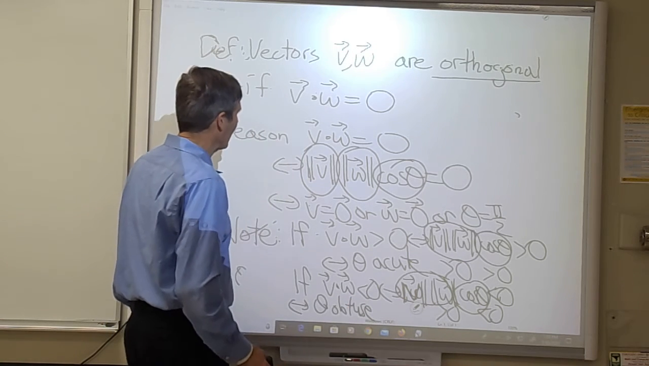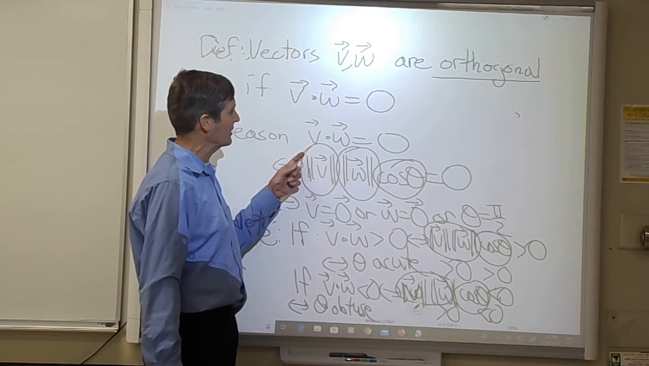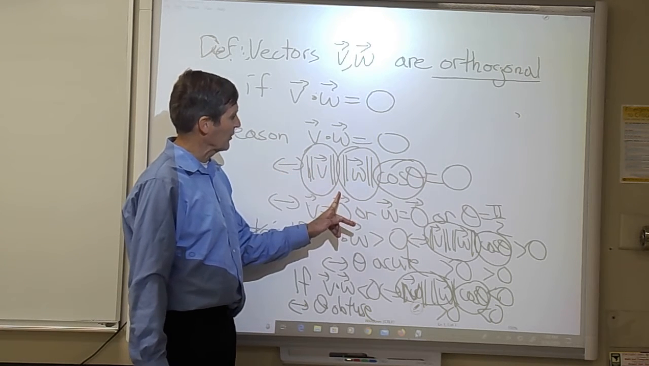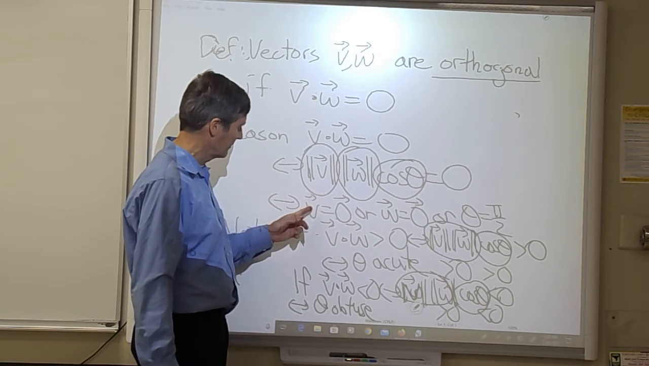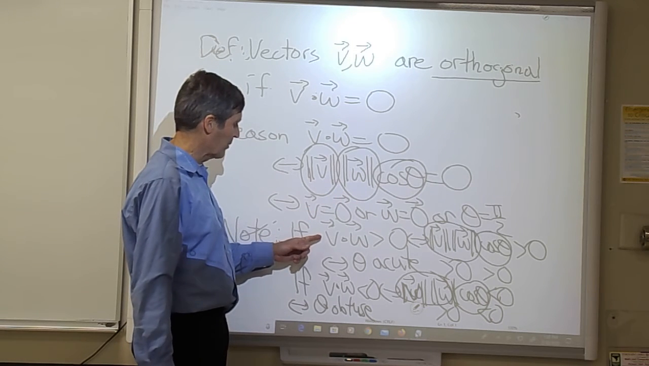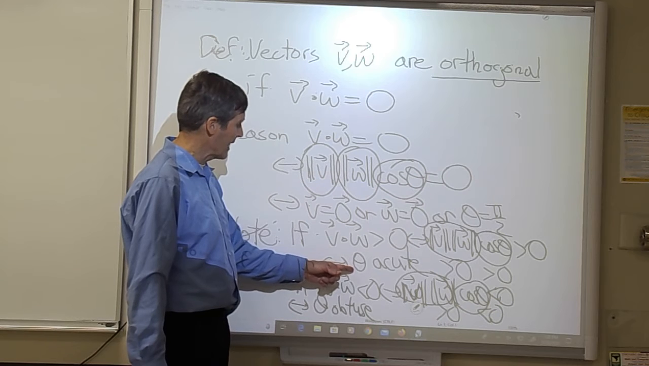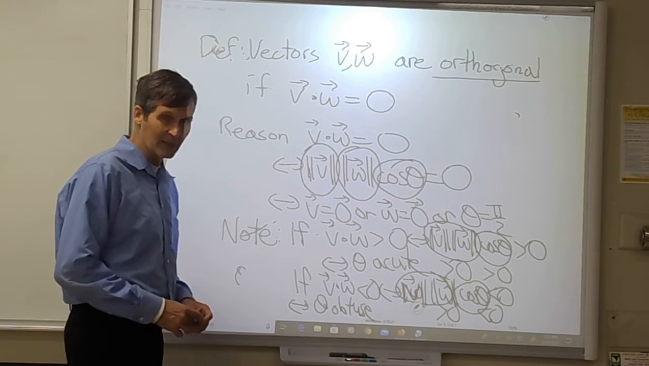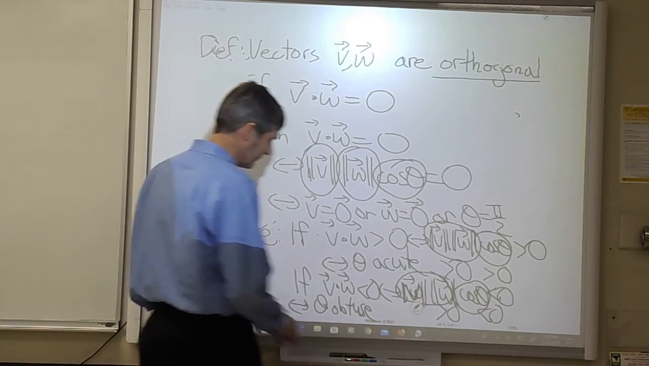So we have these three cases. The dot product can be zero, in which case the vectors are orthogonal. Either they're perpendicular non-zero vectors, or at least one of them is a zero vector. Or, if the dot product is positive, they form an acute angle, or if the dot product is negative, they form an obtuse angle. That's a very nice geometric observation.